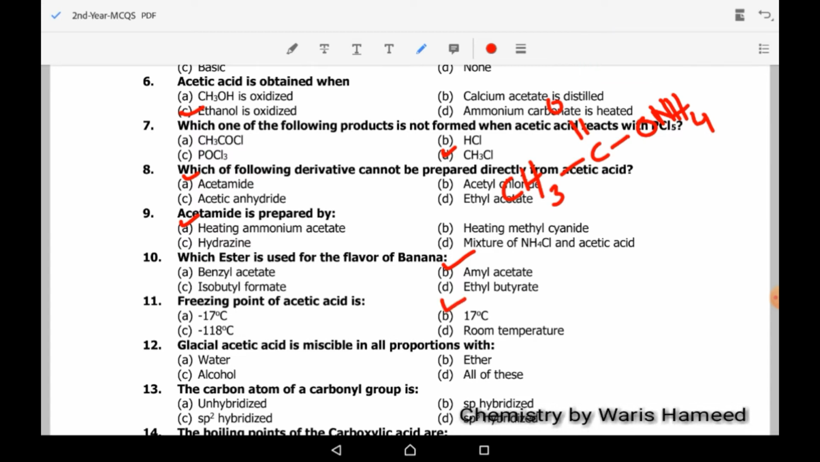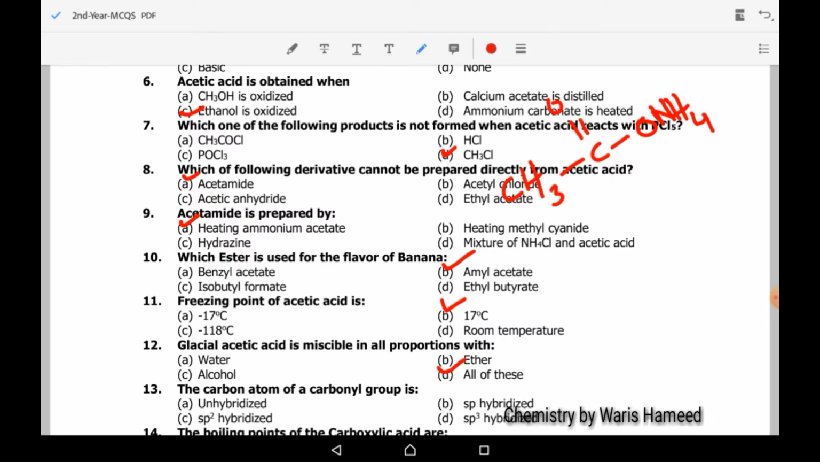Glacial acetic acid is miscible in all proportions with. Glacial acetic acid is actually acetic acid, and it contains 1% or less than 1% water. It can be miscible in water, ether as well as alcohol. So option D is correct. All of these. This was the 13th MCQ.